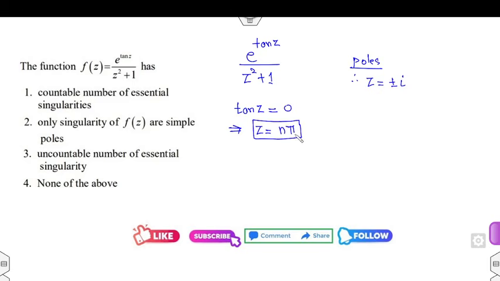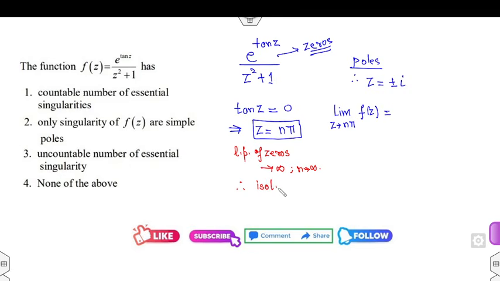Now I will check whether this is a pole, removable, or essential. I will check the limit as z approaches n pi of f(z). What is the value of this? As z approaches n pi, this is the numerator, which means we are talking about the zeros. So what is the limit point of the zeros as n approaches infinity? That is infinity. Therefore, the limit point of the zeros is what we call an isolated essential singularity.